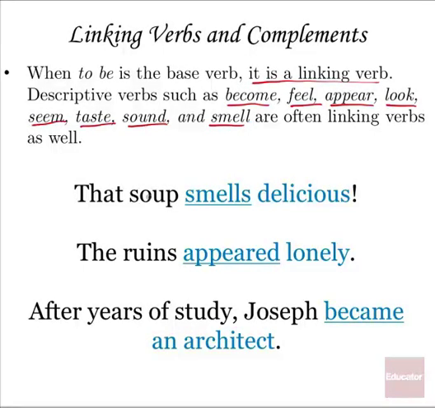So, that soup smells delicious. Soup is the subject. Smells delicious is our predicate. Smells is our verb. It's a linking verb, so we can replace it with an equal sign. Soup equals delicious. The ruins appeared lonely.